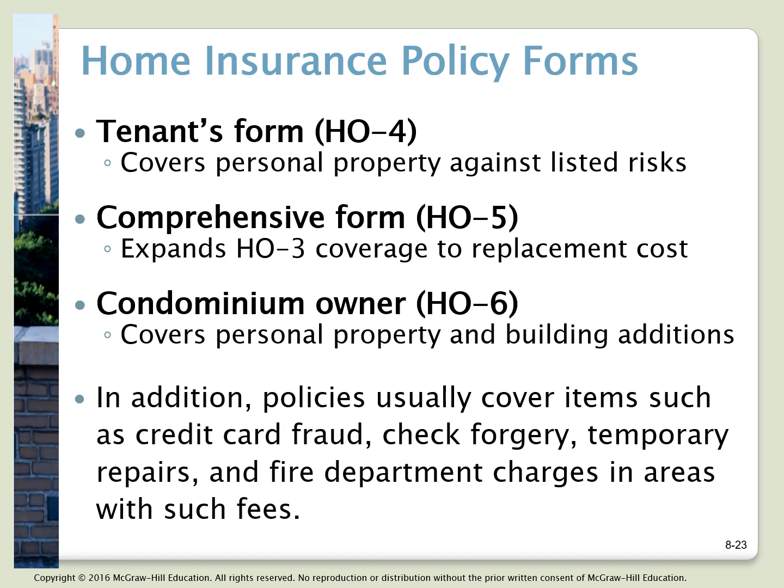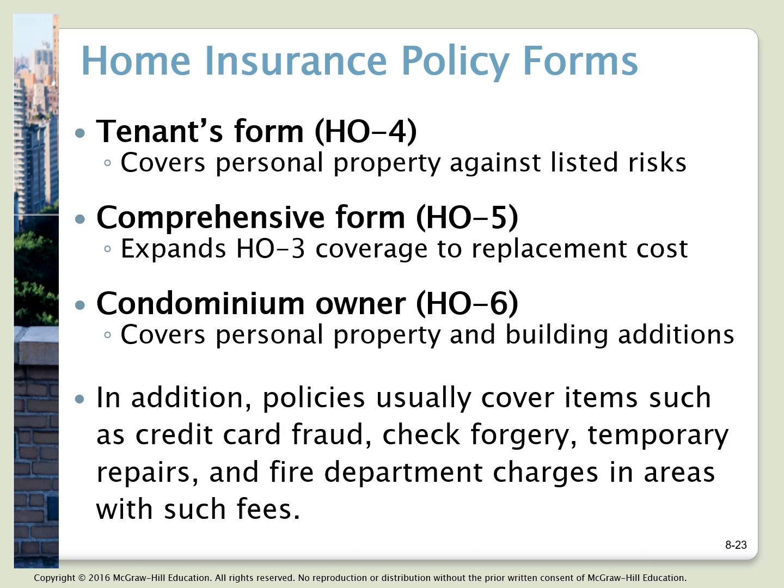The tenants form is the homeowner's insurance policy that covers personal property against listed risks. The comprehensive form expands that HO3 coverage to replacement costs. So you're replacing something. You may have a vehicle that's 5 years old, and in order to replace it, it may cost more than what the vehicle is actually worth. And that's where the replacement cost comes into play.